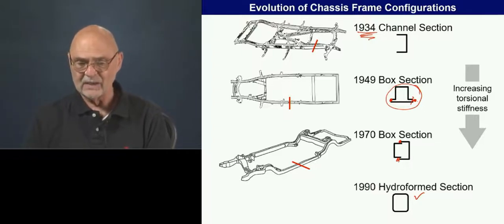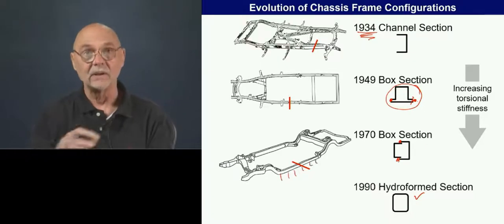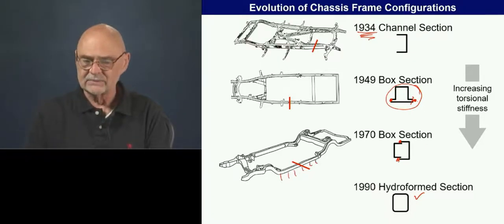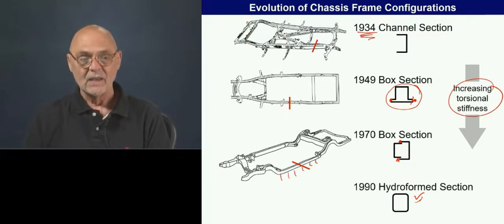They are often made of tailor-welded blanks, so the material properties vary along the length of the structure, and then they can vary in shape as well. All of these went towards increasing the torsional stiffness of the frame. But even at that, the frame is relatively flexible in torsion compared to a monocoque.